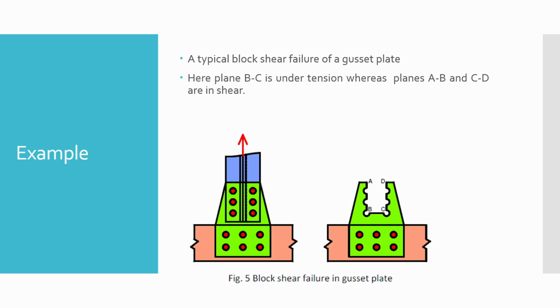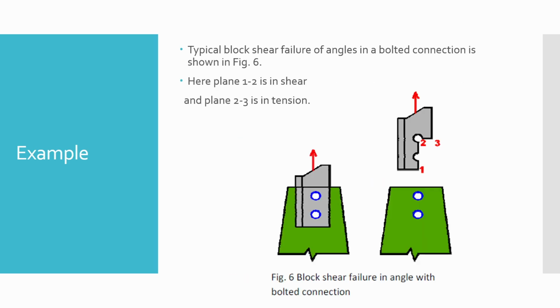So let us look at a typical example of block shear failure in a gusset plate. Here, one plane labeled BC is subjected to tension. At the same time, planes AB and CD are subjected to shear.